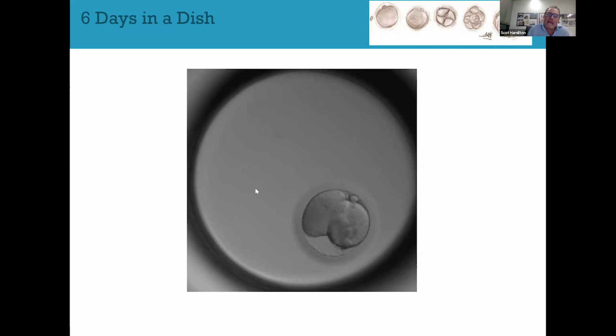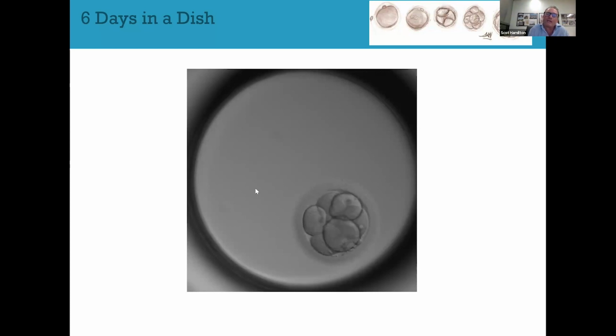Then during the next day, it divides once to 2 cells and then twice to 4 cells if everything goes perfectly. The majority of fertilized eggs will divide the first time. And then there's a bit of a selection process. So not all of them go to 8 cells. And of those that are 8 cells, not all of those compact. And of those that compact, not all of those continue to be blastocysts.